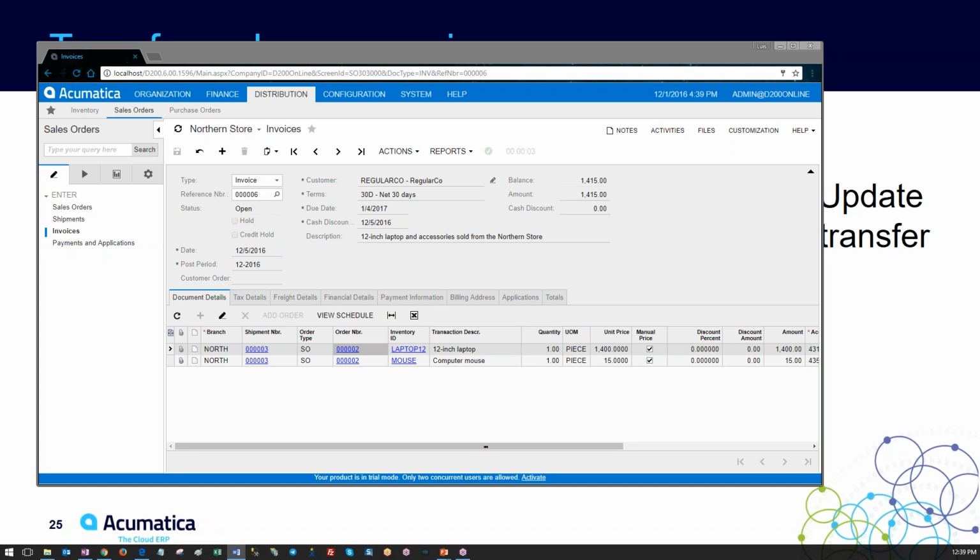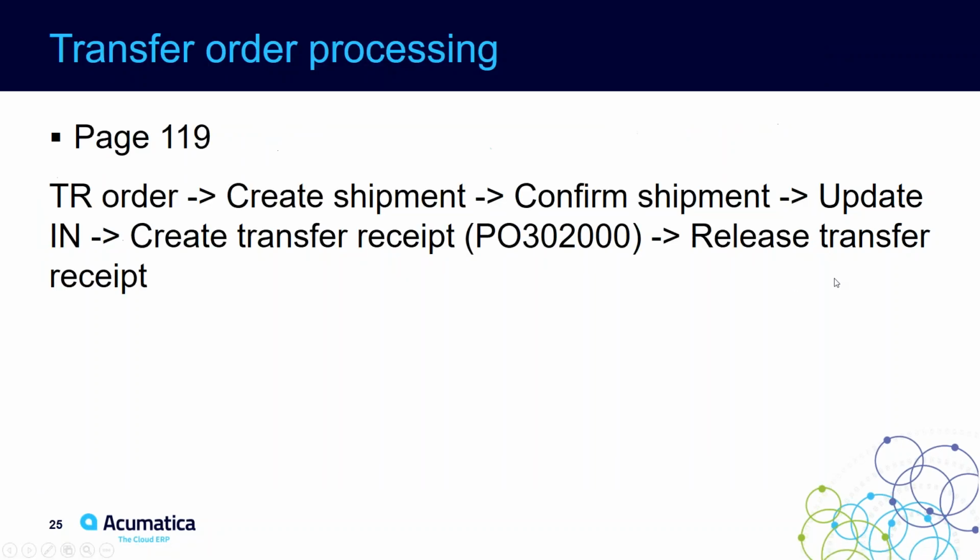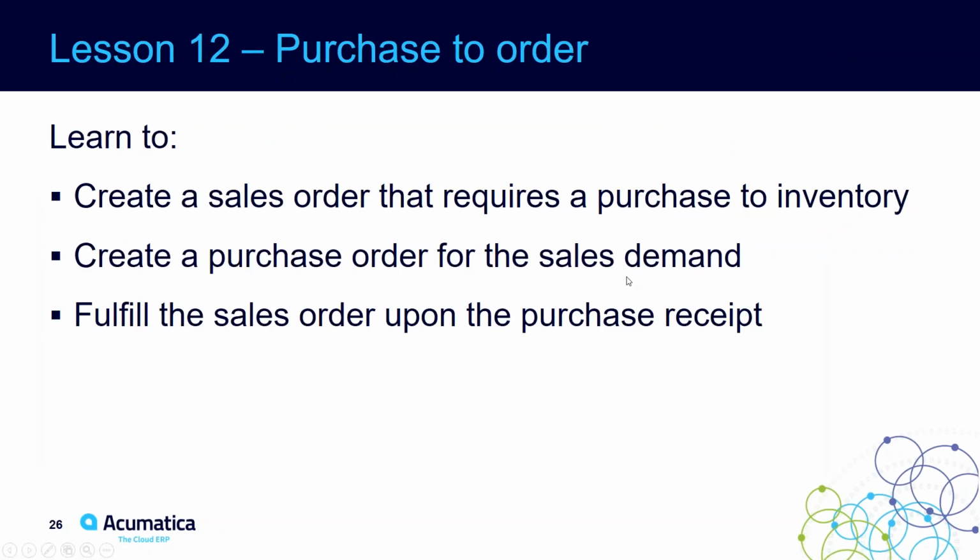And now we can continue with our lesson 12. Let's take a look at what we're going to learn. We are going to create a sales order that requires a purchase to inventory. We are going to create a purchase order for the sales demand, and we are going to fulfill one sales order upon the purchase receipt. Okay, so let's start with page 126.